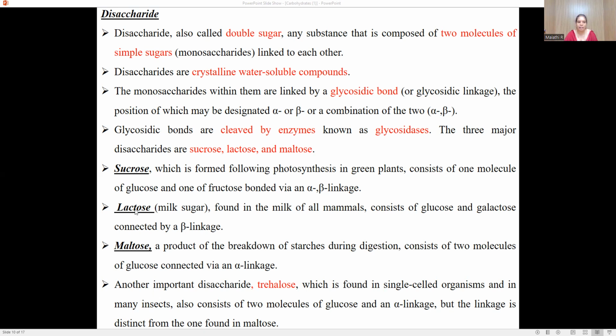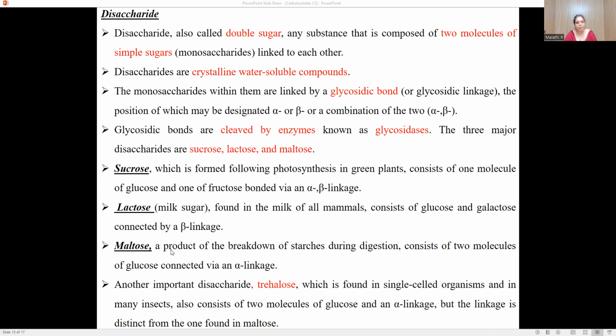The second one is lactose. Lactose is the carbohydrate present in milk, so you call it milk sugar. It is found in almost all mammalian milks and consists of glucose and galactose. It is also connected by means of beta linkage. So sucrose is the normal table sugar whatever we eat, and lactose is the sugar present in milk. Lactose is made up of glucose and galactose, the two monosaccharides present in lactose.